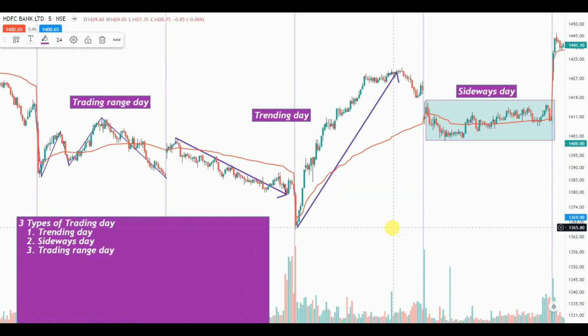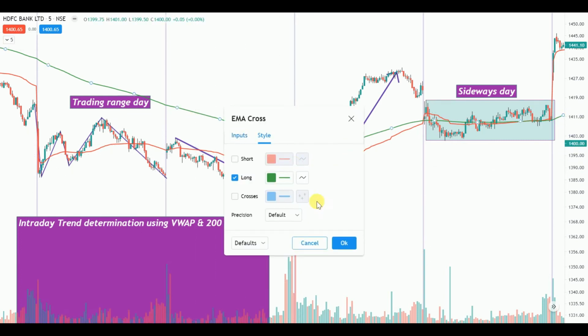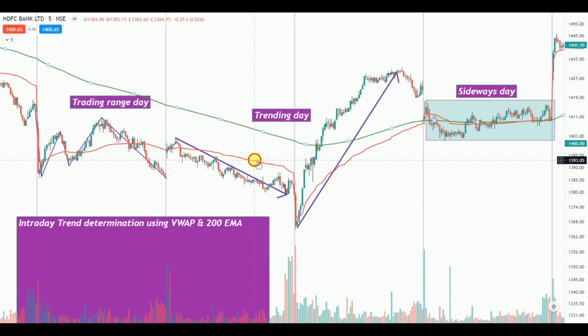So to overcome this, I have used one of the advanced strategies where I have included the moving average along with the VWAP. In a further section we will see that. As you can see on the chart, I have plotted the 200 EMA along with the VWAP. The green color belongs to the 200 EMA and the red one is VWAP.